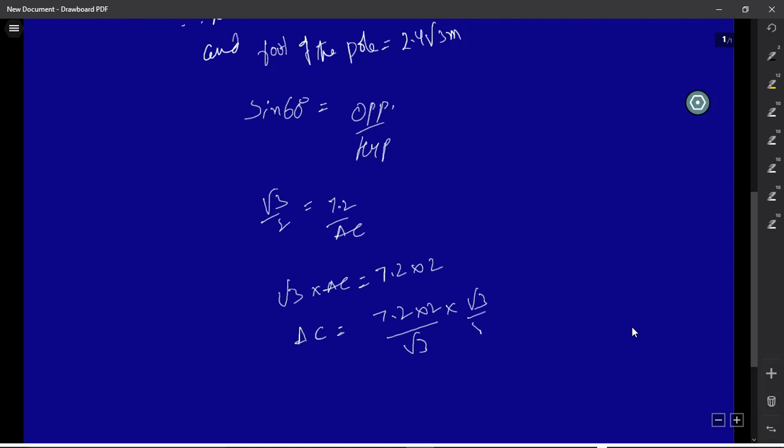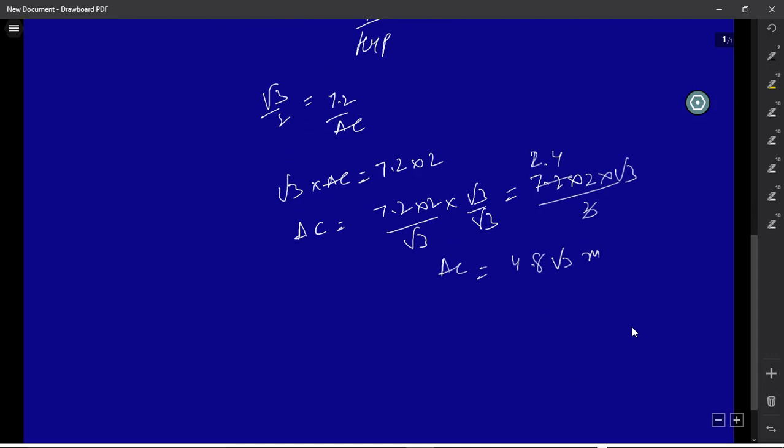I'll just rationalize the denominator, which means I'll have to multiply and divide this thing by root 3. Root 3 into root 3 is root 9. Square root of 9 is 3. 3 1s are 3. 3 2s are 6. 1 is remaining. This becomes 12. 3 4s are 12. 2.4 into 2 is 4.8. 4.8 root 3 meters. Therefore, the length of the ladder is 4.8 root 3 meters.